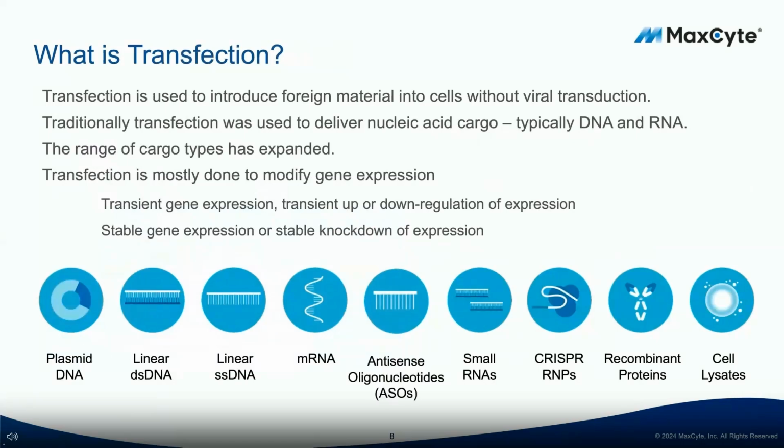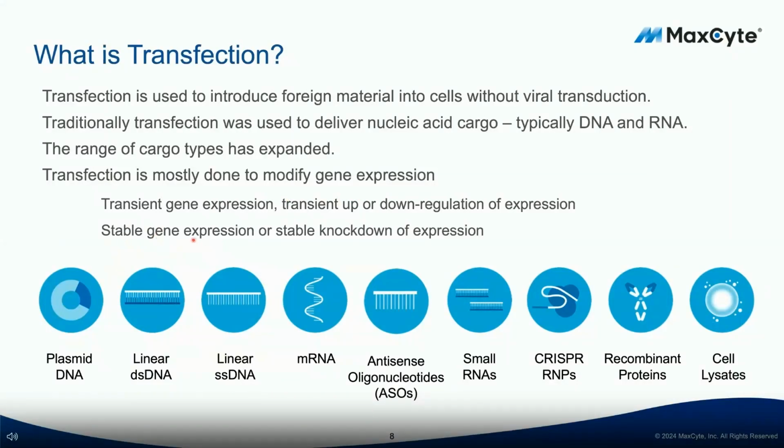In terms of transfection, which is a non-viral approach to introduce foreign materials into cells, traditionally transfection involved mainly nucleic acid cargo delivery, such as DNA or RNA, but there are a wide range of cargo types that can be delivered into the cell, and you can see that below, from DNA plasmids all the way to mRNA or recombinant proteins or ribonucleoprotein complexes.